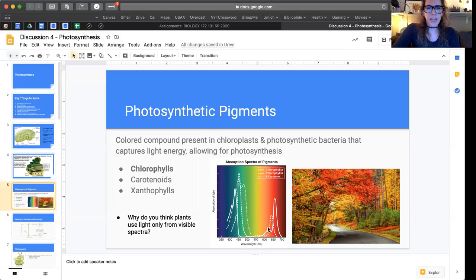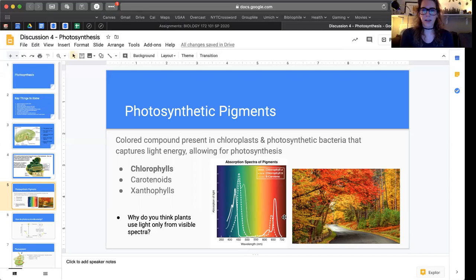And the important thing to remember is that the fact that plants use light only from the visible spectra has to do with the wavelengths and the energy of the wavelengths of light. Infrared light is not going to provide enough energy for the photosynthesis reaction to occur. And ultraviolet light is so energetic that it's actually going to spur creation of free radicals, which is going to be really harmful to the cell. So plants actually have defenses against UV light because it's so damaging.